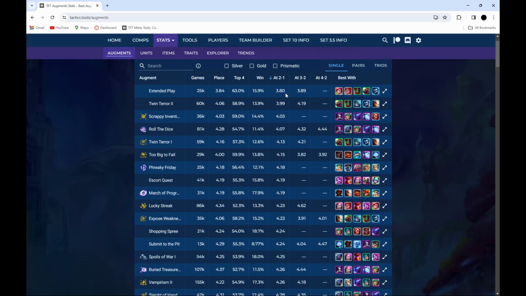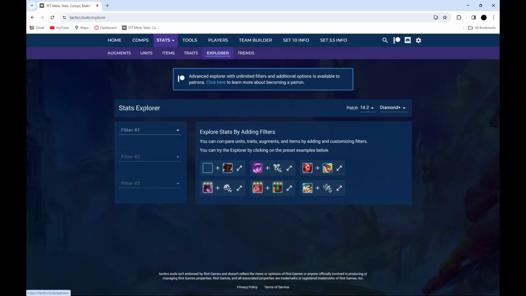So you can see we can filter on 2-1 when the game plan is often very flexible, and we can see which augments are the best performing on average. However, if you are playing a specific comp or line, the most useful feature is then going to be this Explorer over here, which allows us to filter our data based on specific units, items, or augments.